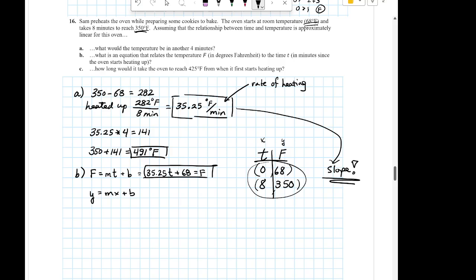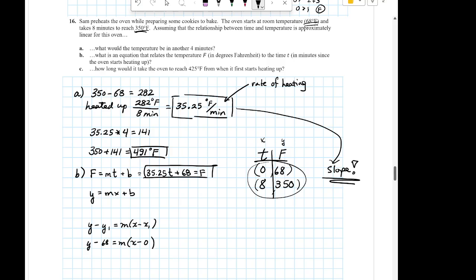Maybe using all the F's and T's is confusing, so we could just start out with y's and x's. If you did y minus, let's say you went with this form, right? Well, you can plug in one of those points. So I'd probably plug in the 0 and 68 because those are easier. So this one's the 0, this one's the 68. So it's y minus 68 equals your slope, x minus 0.